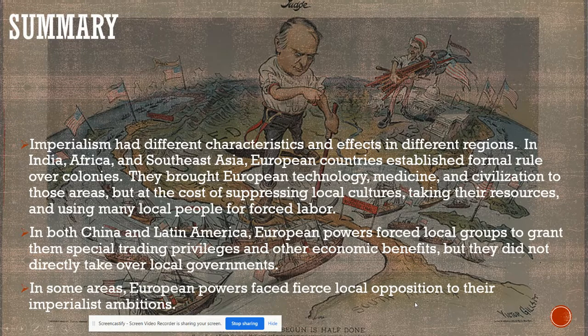And the last part: in some areas, European powers faced fierce local opposition to their imperial ambitions.